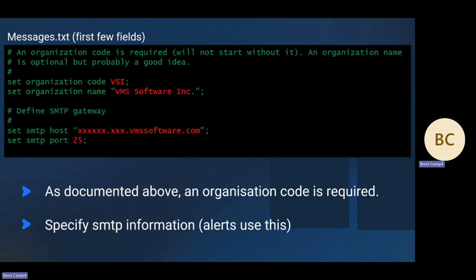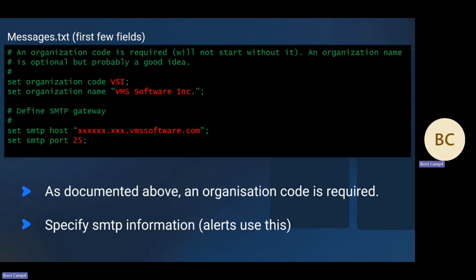Okay, as documented above, organization code is required, although it's just required for usage. I don't think it's used for anything else. The organization name, you can use, it's got to be in quotes, and you can have spaces in it. Organization code cannot. And every line in the messages text ends in a semicolon. If you don't put a semicolon in, you won't get a complaint when you close it, but the next time you start it, it'll say, hey, I've got a problem.